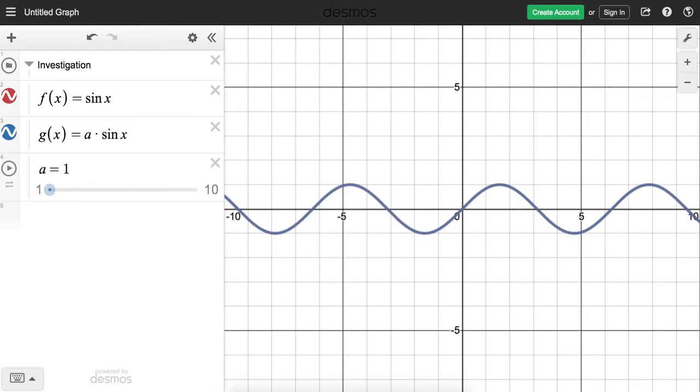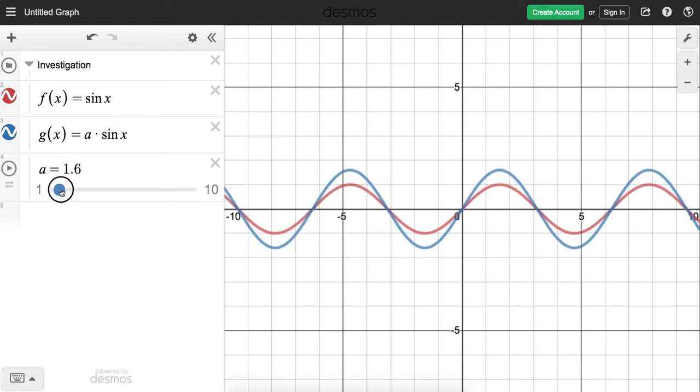So let's go to our graph, and again, our parent function's in red. Right now we have 1 times sine of x, which doesn't change anything when you multiply something by 1. So here's what our sine function looks like. It's wavy, kind of like a slinky. So let's take a look at what happens as we increase the value of this a, starting at 1.